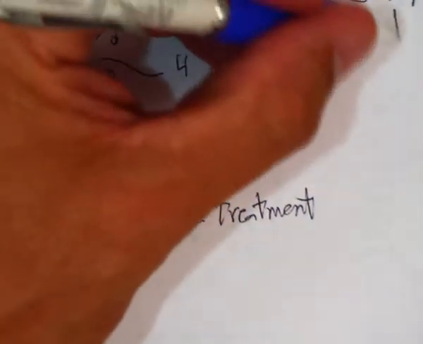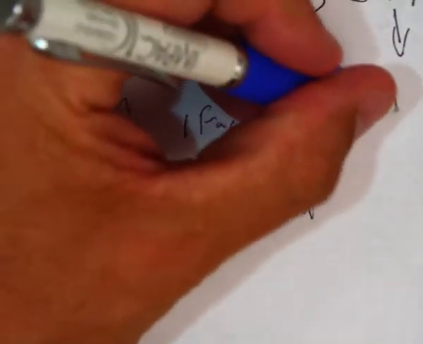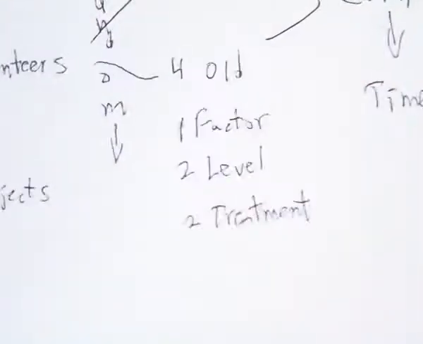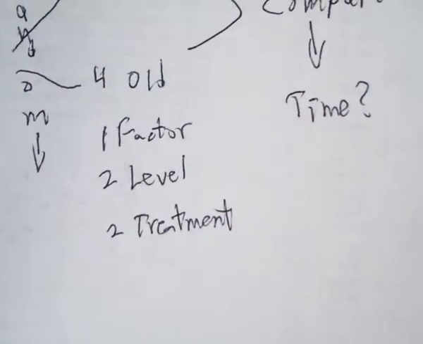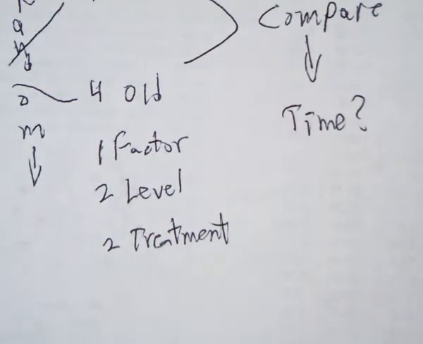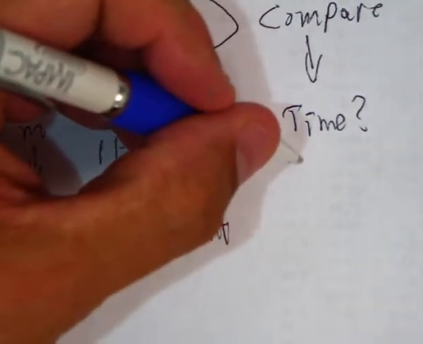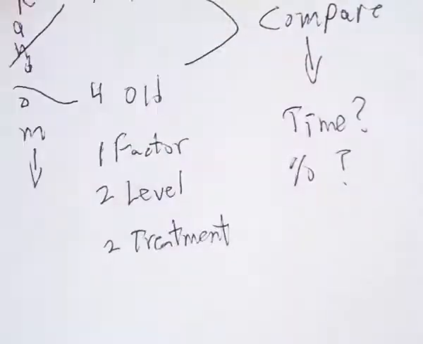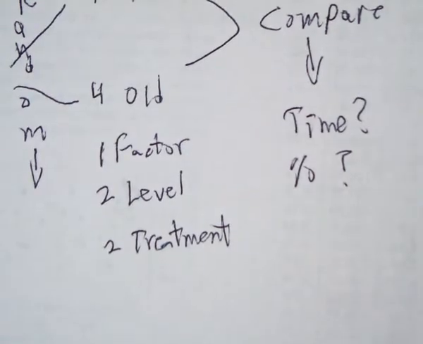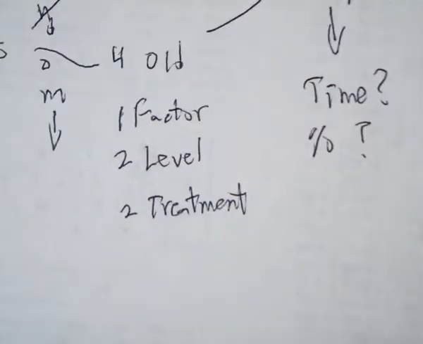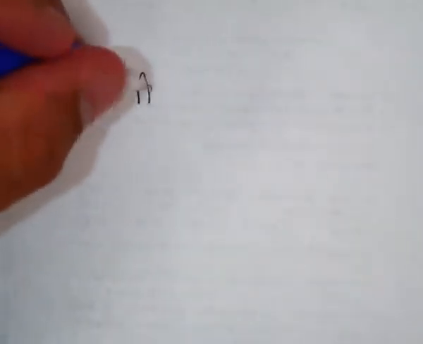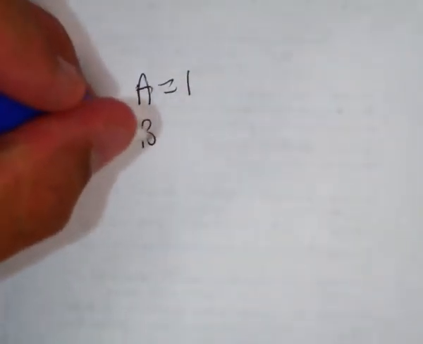And how are we going to compare? Well, we can say time to heal, or percentage of the disease that's healed. Either one. All right, so in the second question, we got a random number table, and we had to randomly select how we're going to assign the subjects to treatment. So here's what I'm going to do. A equals 1, B equals 2.